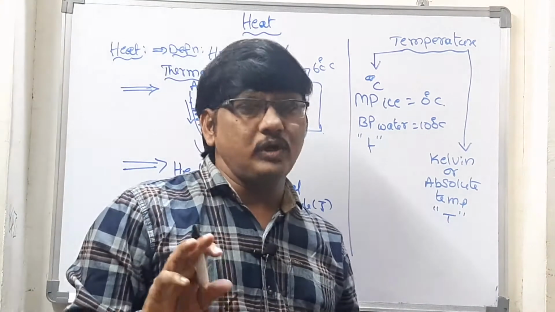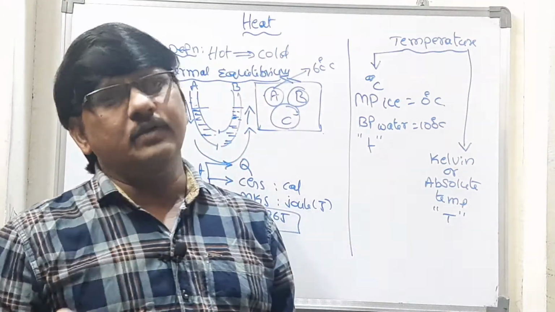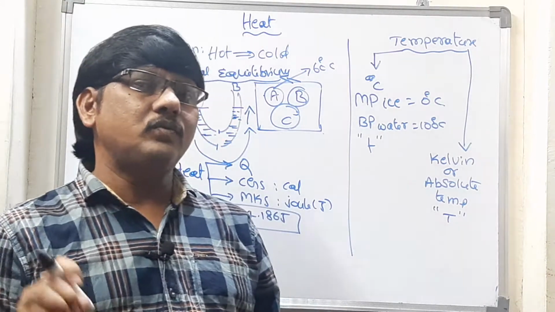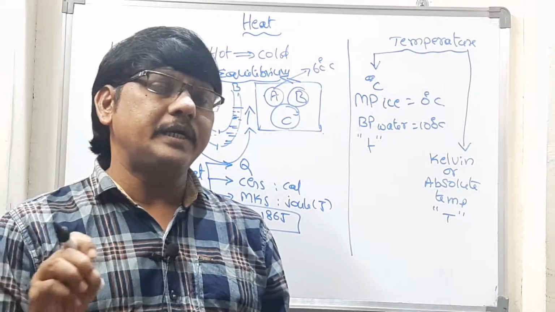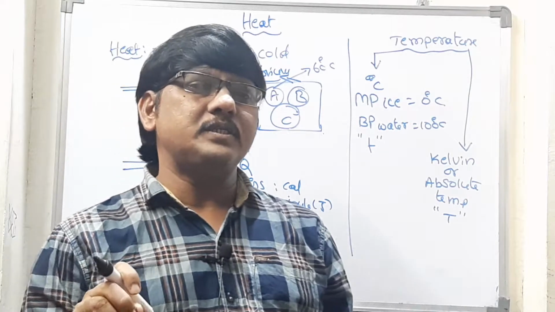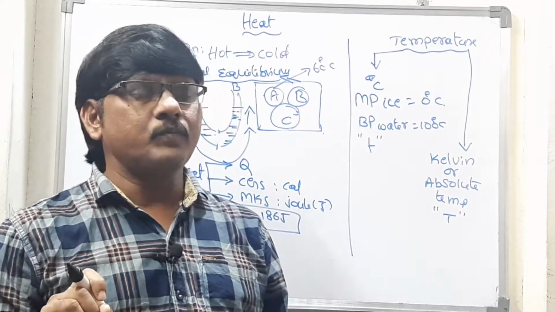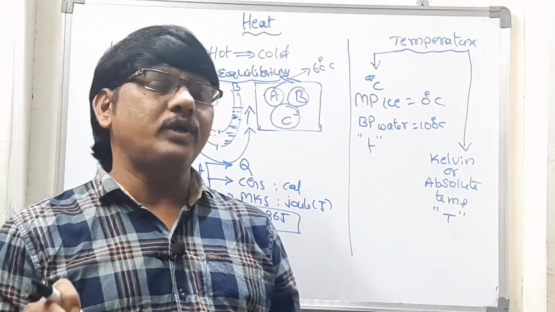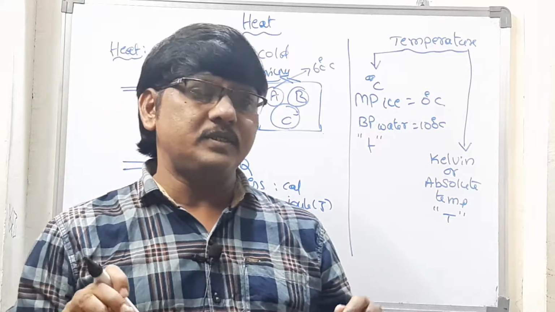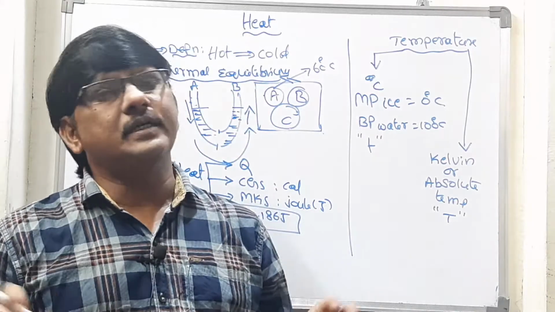Kelvin temperature has two definitions. The first definition is the temperature where all the molecules are at the state of rest. That temperature is called the Kelvin temperature. One more definition is, if the temperature is expressed in Kelvin, we can say that it is a Kelvin temperature.